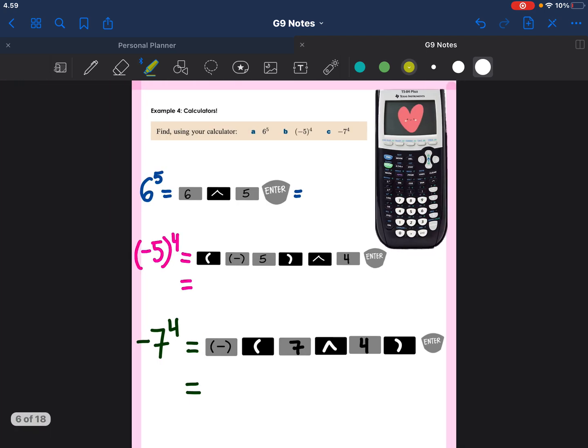Alright. Okay, so this is the awesome part about grade 9. Starting grade 9, you guys have this awesome, expensive calculator called the TI-84. You might have the plus, you might have the CE, whichever, they're both good. So I want you guys to practice, this is your first practice. Pull up that calculator, and I want you guys to practice calculating 6 to the power of 5, and then negative 5 to the power of 4, and then negative 7 to the power of 4.